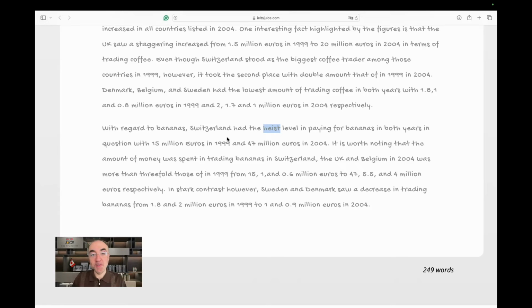Every rich person, every multimillionaire, every government would be surprised, and they would pick up the phone and call Switzerland and their banks to check if their savings are intact. Thank goodness it's not the case. It's a simple vocabulary mistake: the highest level in paying for bananas in both years in question, with 15 million euros in 1999 and 47 million euros in 2004. Switzerland had the highest level.